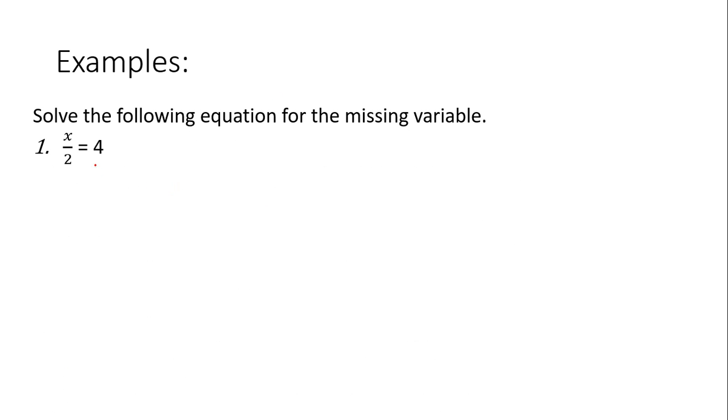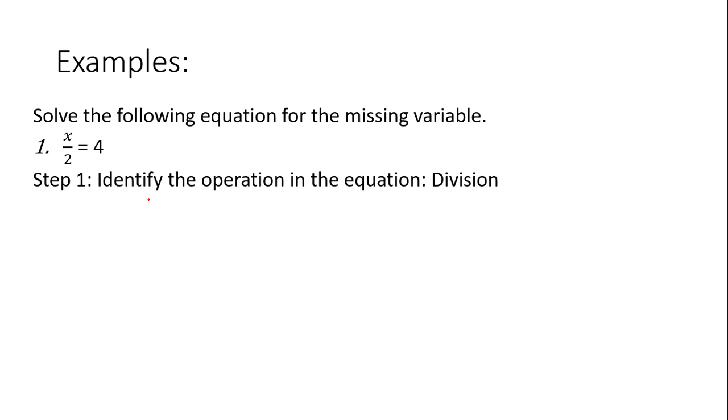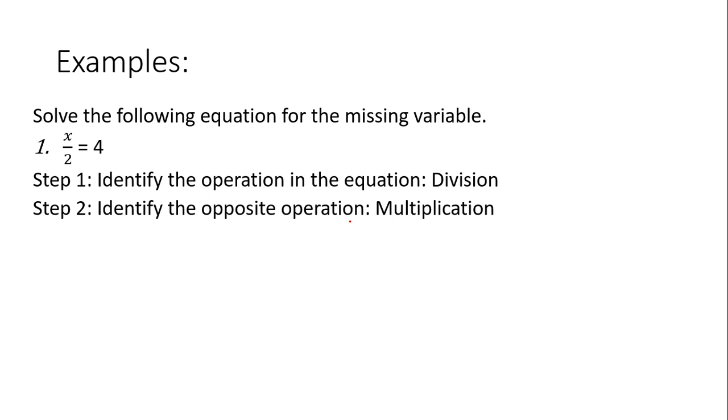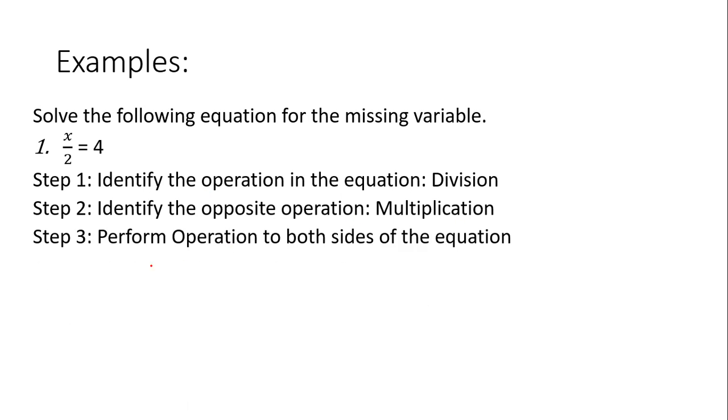And last but not least is my last example. If I have x divided by 2, so this is just a division example. x divided by 2 is 4. We're going to identify the operation, which is division. We're going to identify the opposite operation, which is multiplication. And then you're going to perform the operation on both sides of the equation.